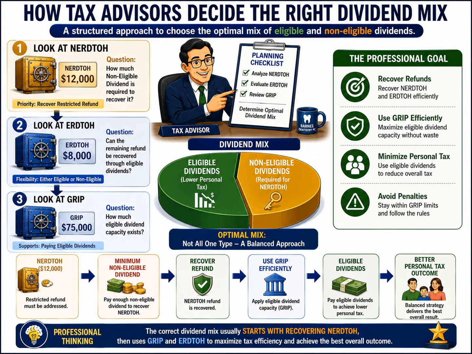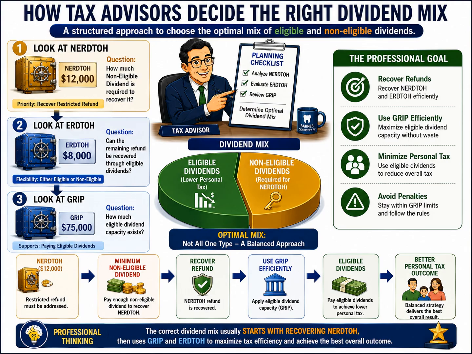Next comes step 3. Review the corporation's GRIP balance. Natasha has $75,000 of GRIP available. This represents the corporation's eligible dividend capacity. The advisor now asks, how much eligible dividend can be paid while remaining within the GRIP limits? The answer helps determine how much of the remaining dividend distribution can receive the more favorable eligible dividend treatment.